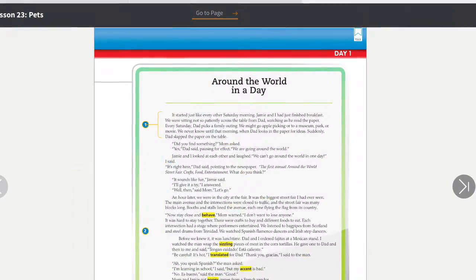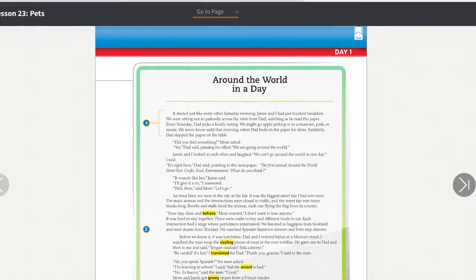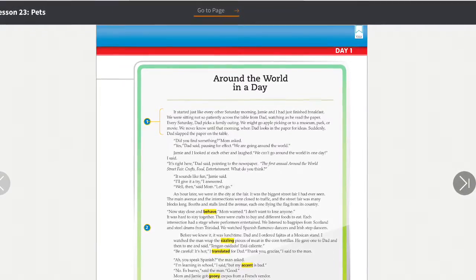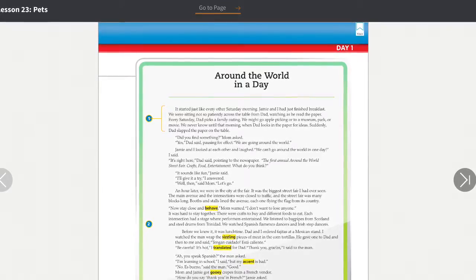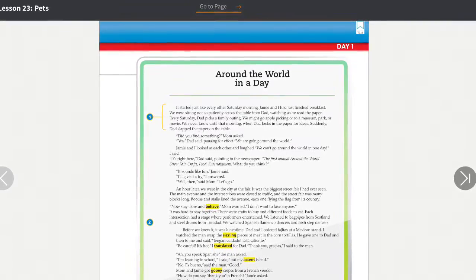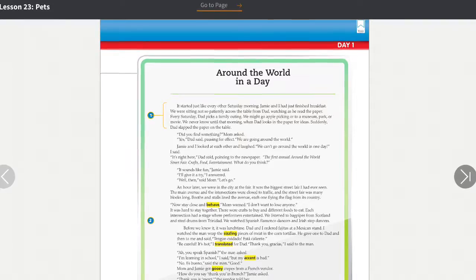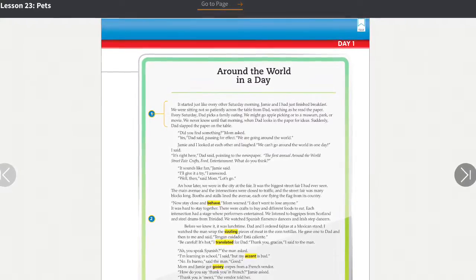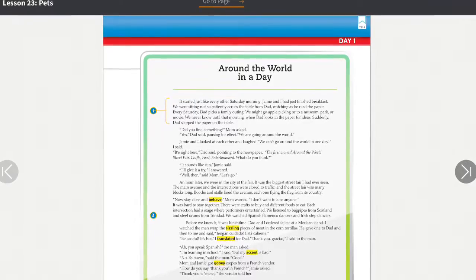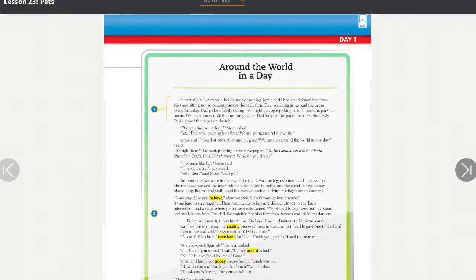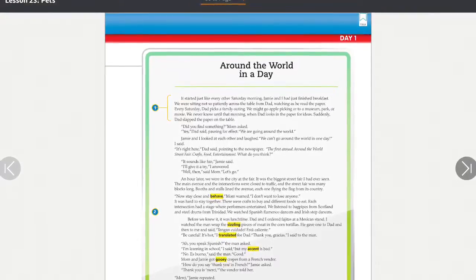Did you find something? Mom asked. Yes, Dad said, pausing for effect. We're going around the world. Jamie and I looked at each other and laughed. We can't go around the world in one day, I said. It's right here, Dad said, pointing to the newspaper. The first annual Around the World Street Fair. Crafts, food, entertainment. What do you think? Sounds like fun, Jamie said. I'll give it a try, I answered. Well then, Mom said, let's go.